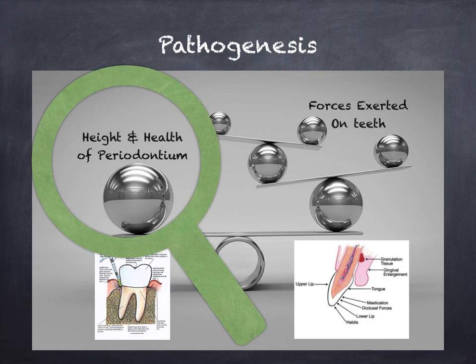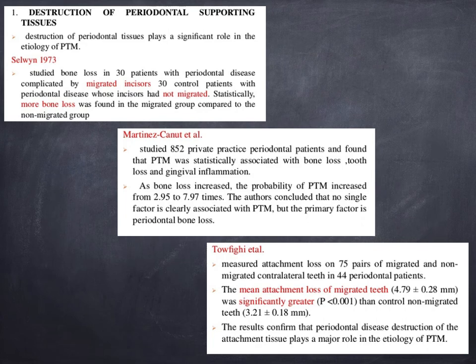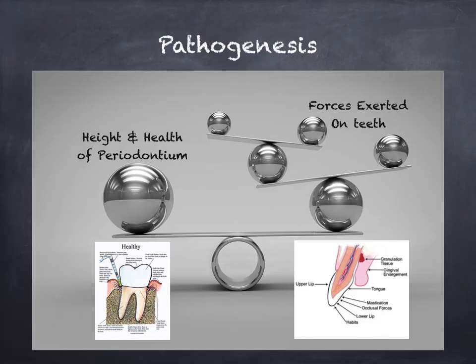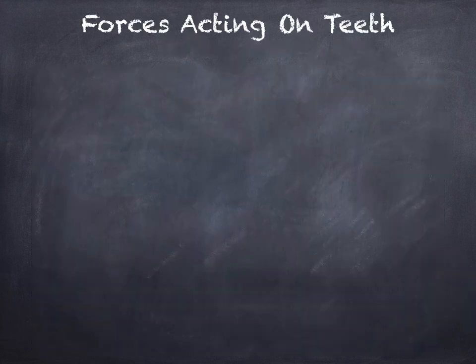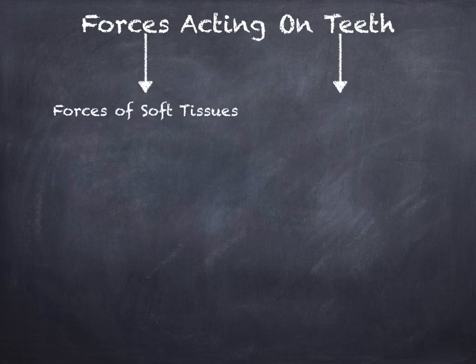Let's consider the health and height of periodontium. It is a proven fact that periodontal destruction is usually a significant factor in the etiology of pathologic tooth migration. It was noted that significantly more bone loss and more attachment loss was seen with respect to migrated teeth. Now, the various forces exerted on teeth could be grouped into two: forces from the soft tissue and forces from the hard tissue or the teeth.